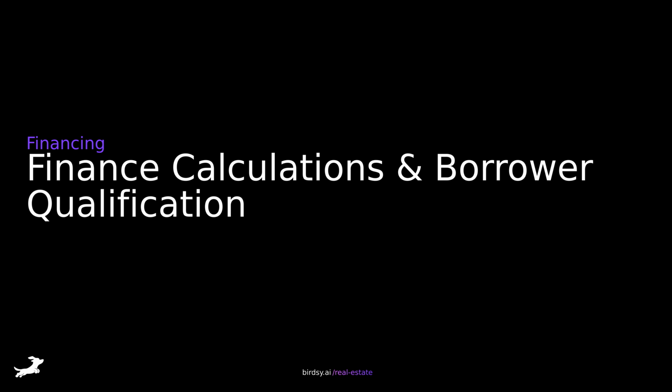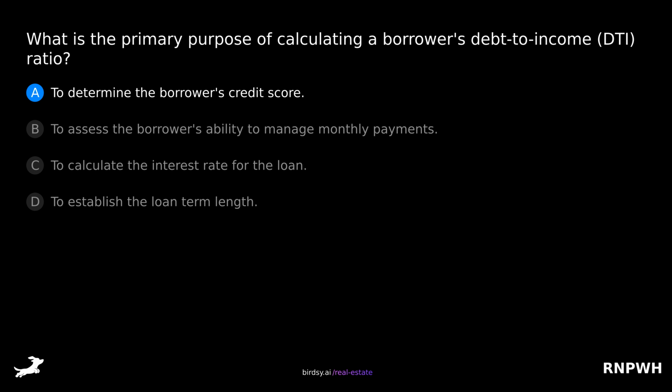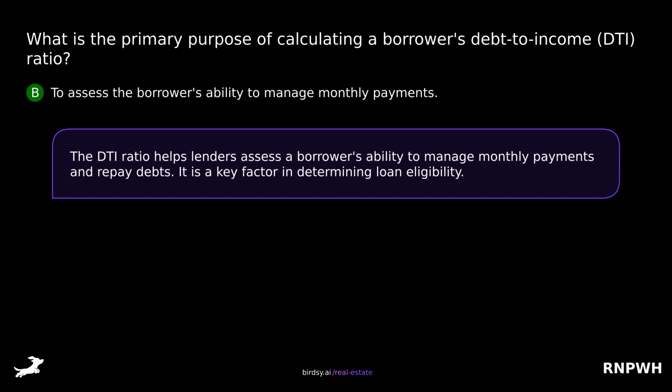Finance calculations and borrower qualification. What is the primary purpose of calculating a borrower's debt-to-income ratio? Is it A, to determine the borrower's credit score, B, to assess the borrower's ability to manage monthly payments, C, to calculate the interest rate for the loan, or D, to establish the loan term length? The answer is B, to assess the borrower's ability to manage monthly payments. The DTI ratio helps lenders assess a borrower's ability to manage monthly payments and repay debts. It is a key factor in determining loan eligibility.